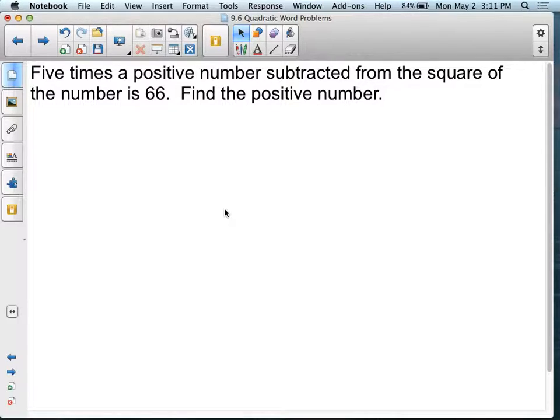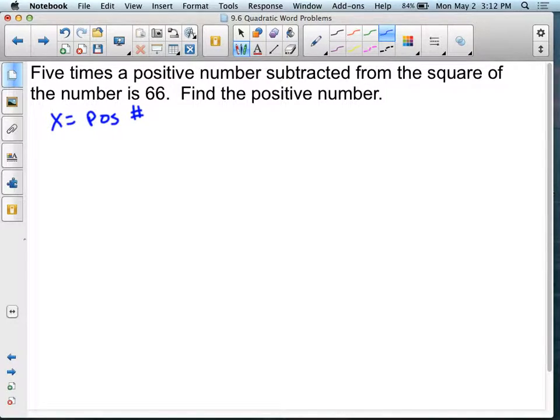So our first one: 5 times a positive number subtracted from the square of the number is 66. Okay, so I'm starting off here and I'm thinking I need to find a positive number. So I'm going to write that I want x to be my positive number. I like to remind myself what my variable is that I'm looking for. So then it says 5 times a positive number subtracted from the square of the number. The square of the number. So there's a little phrase right there that's going to tell me that I'm squaring a number. What number am I squaring? I'm squaring x to make x squared.